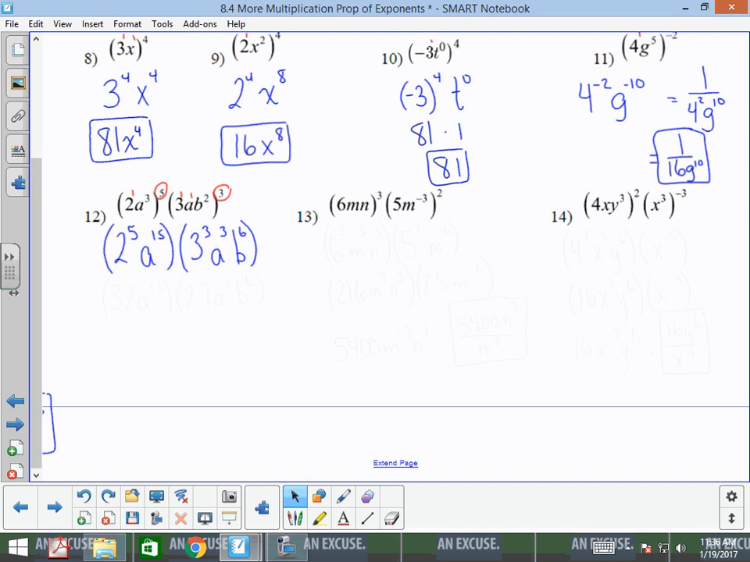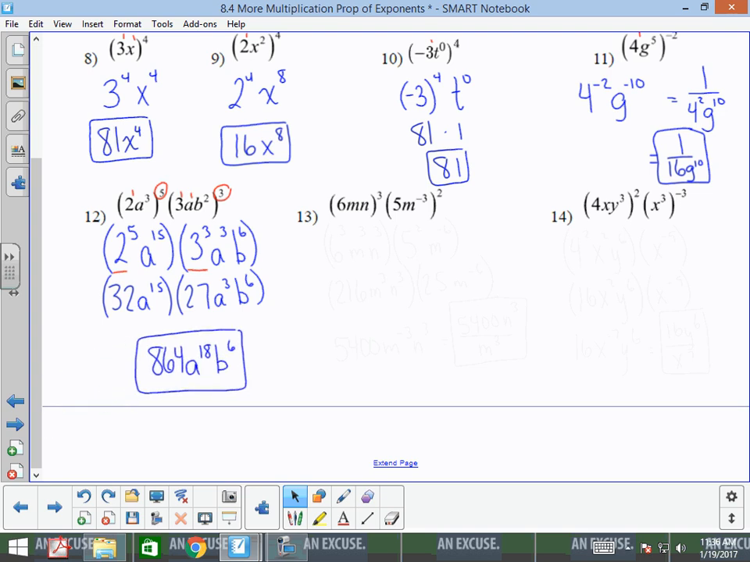That's the first parentheses. Second parentheses, we're multiplying each exponent times 3. So that's 3 to the 3rd, a to the 3rd, b to the 6th. Okay, so we're going to first simplify 2 to the 5th and 3 to the 3rd. Do that first. You get 32, a to the 15th, parentheses, 27, a cubed, b to the 6th. Now, multiply the coefficients, 32 times 27, and add the exponents for the base a's. So we get 864, a to the 18th, b to the 6th.